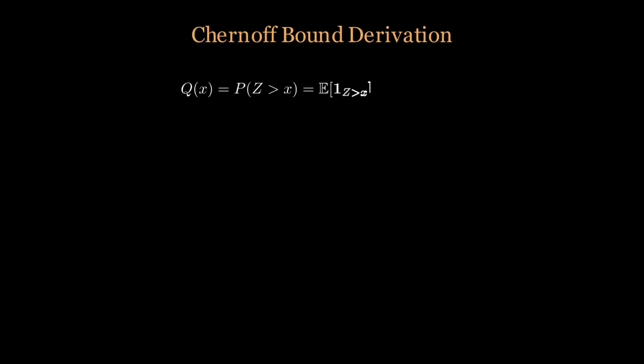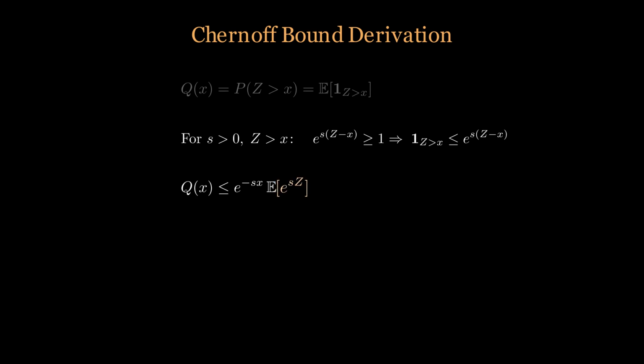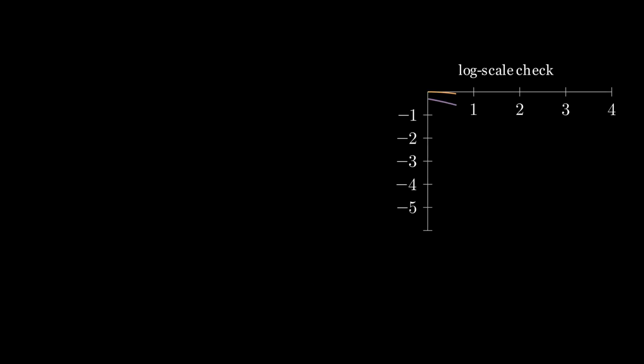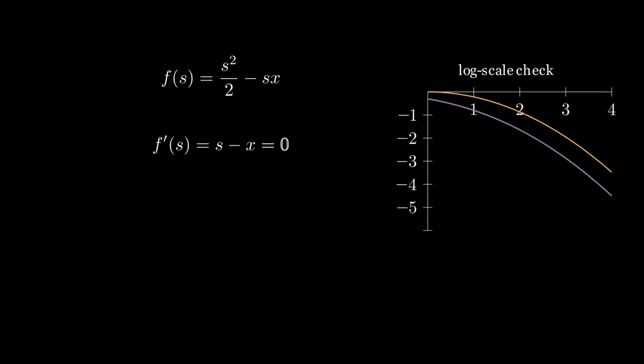For the Chernoff bound, introduce a free parameter s greater than 0. For any z greater than x, the inequality e to the s times (z minus x) is at least 1. Multiplying both sides by the Gaussian density and integrating from x to infinity gives Q of x is at most e to the minus sx times the moment-generating function of Z. For the standard normal, the MGF equals e to the s squared over 2. Substituting, Q of x is at most e to the exponent s squared over 2 minus sx for every positive s. This is the critical step and where the technique reveals its elegance.